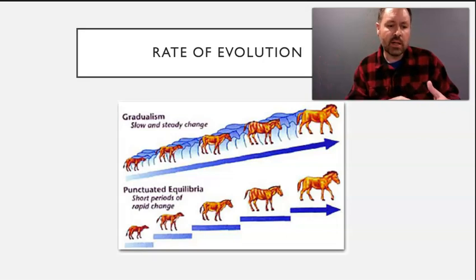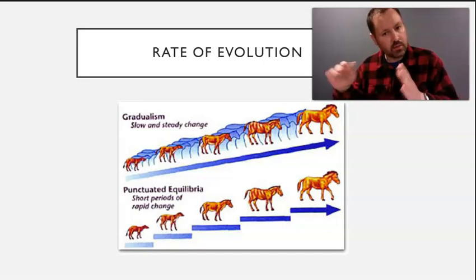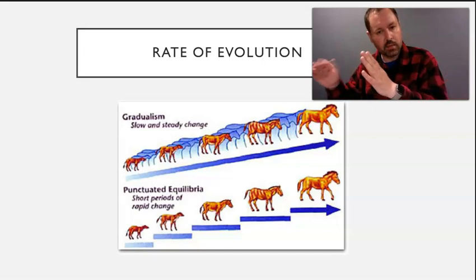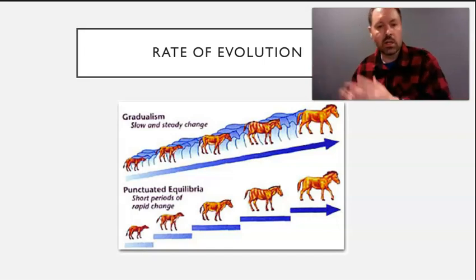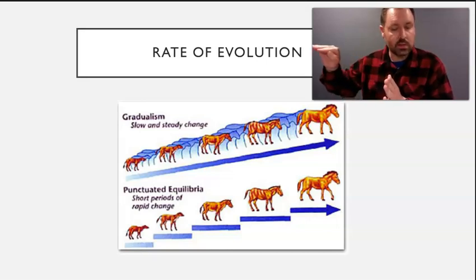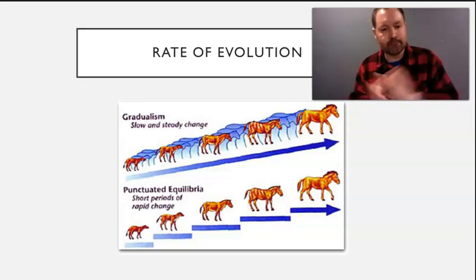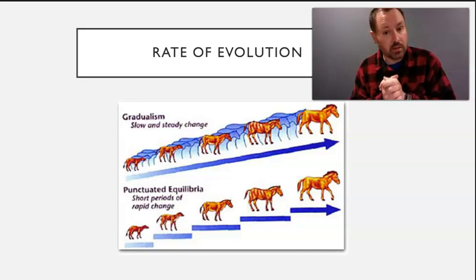So think of it more like steps with punctuated equilibrium. It takes a step, and there's a whole lot of change in a short amount of time, and then it levels off, and then a whole lot of change in a short amount of time, and then it levels off, and then a whole lot of change. Whereas gradualism, you can think of more like a ramp. It's just slowly, steadily, always increasing, always changing. Which one of these is right? We don't know. However, they're both interesting theories when it comes to the idea of evolution.